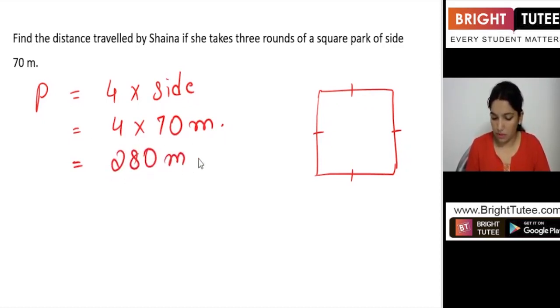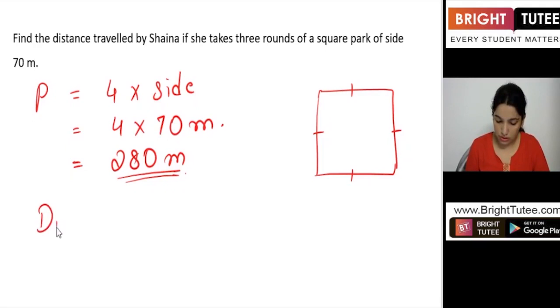280 meters. So I hope this is clear. We have calculated the distance traveled by Shaina if she takes 3 rounds. So this is the perimeter when we have just gone once to all the sides. We have taken just a single round all over its boundary. So this is once, but we need to take, what is the answer for 3 such rounds?